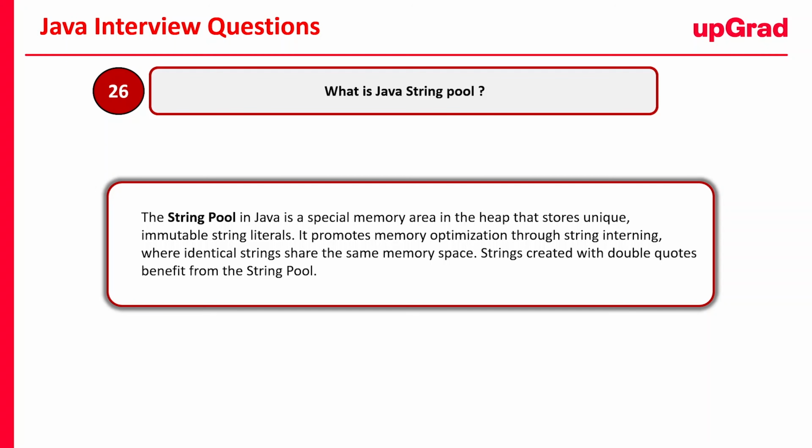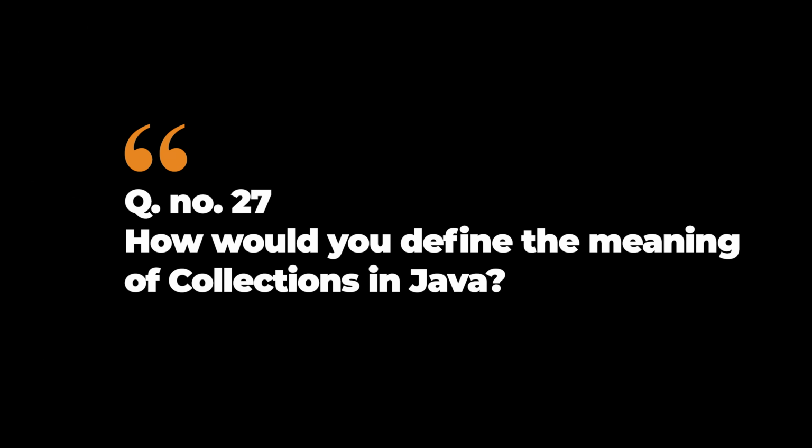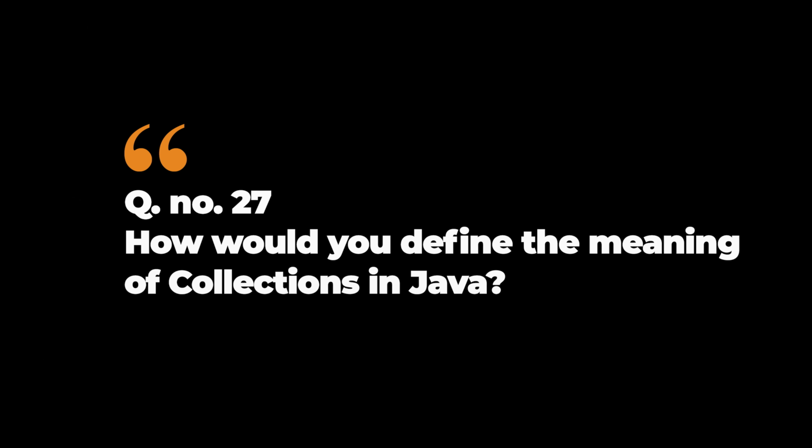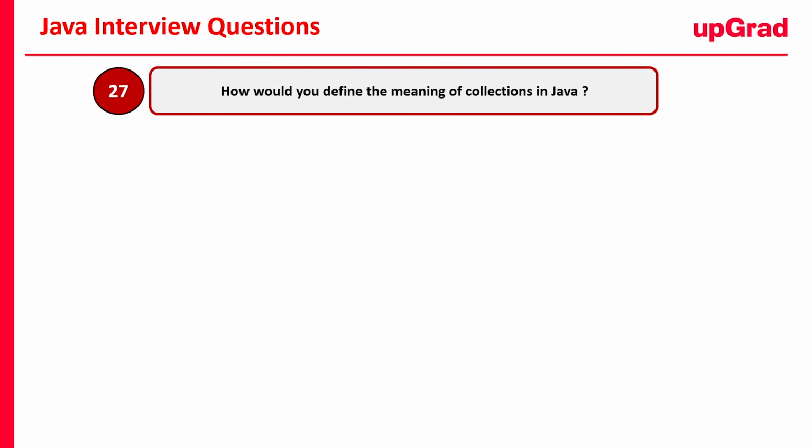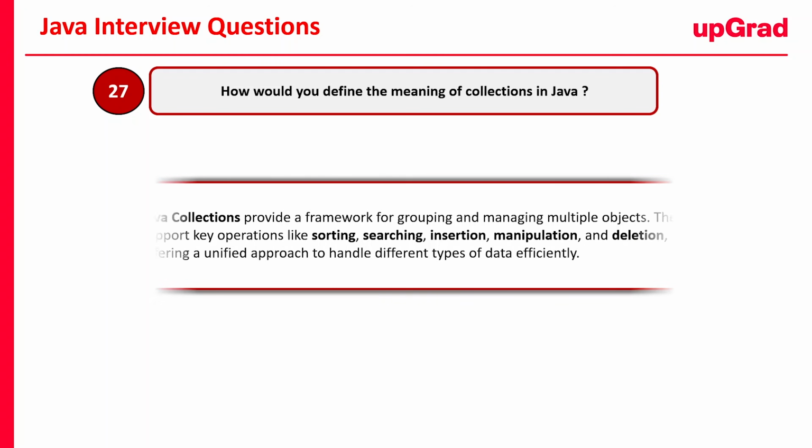Now coming to question number 27, which is how would you define the meaning of collections in Java? When an interviewer asks you this question, he or she wants to assess your understanding of how Java handles groups of objects. To explain this answer, you should start with: collections in Java are a framework that allows you to group multiple objects into a single unit, making data storage and management easier. The collection framework provides a consistent structure for working with different types of objects, enabling operations like sorting, searching, adding, removing, and manipulating data.